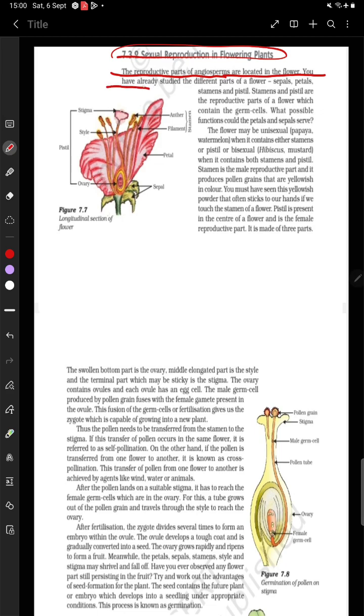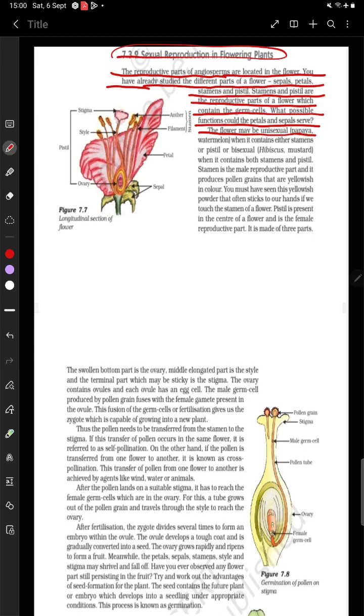You have already studied the different parts of flowers: sepal, petal, stamen, pistil. Stamen and pistil are the reproductive parts of the flowers which contain the germ cells. What possible function could the petal and sepal serve? The flower may be unisexual, papaya, watermelon, when it contains either stamen or pistil, or bisexual, hibiscus or mustard, when it contains both the stamens and pistil.